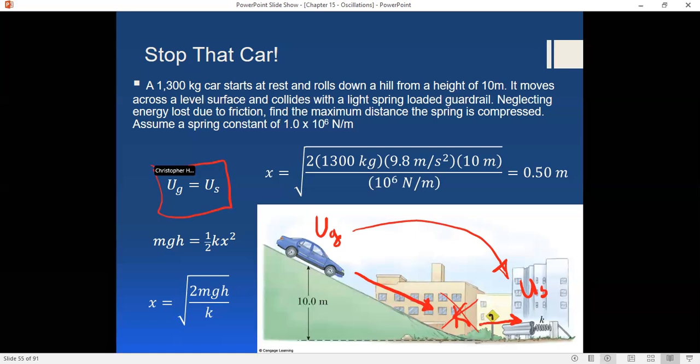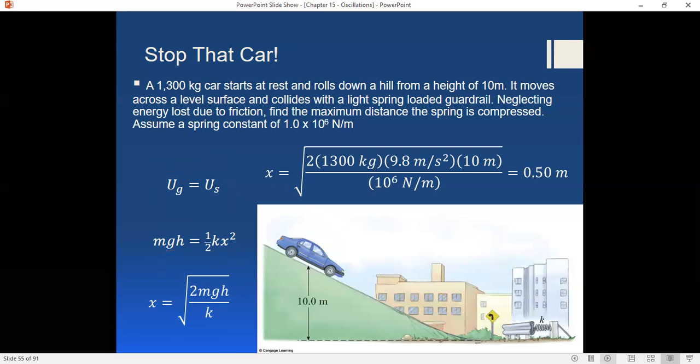So that's what I'm going to do right here. I'm going to set my gravitational energy equal to the spring energy. Gravitational potential energy is equal to mgh. The spring energy is equal to 1/2 kx squared. Okay? So the initial energy is all gravitational potential energy. The final energy is all spring potential energy. So I set them equal to one another. x represents the maximum compression. h represents the maximum height. Okay? So I'm solving for x right here.